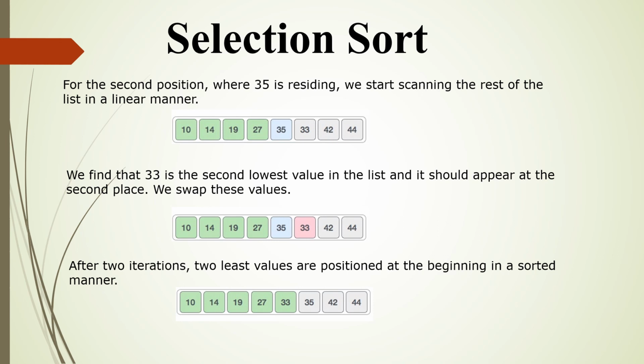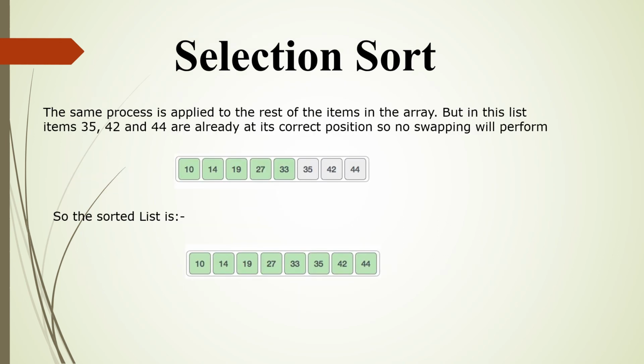So the sorted list is 10, 14, 19, 27, 33, and 35, 42, 44 are on the left-hand side and it is an unsorted array. Now we select the 35 element and start scanning the 44 and 42 elements.